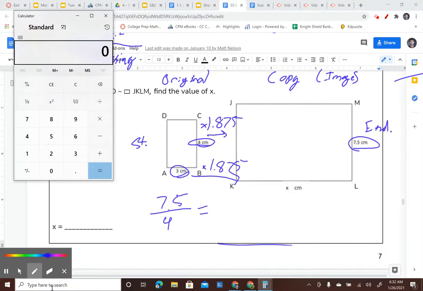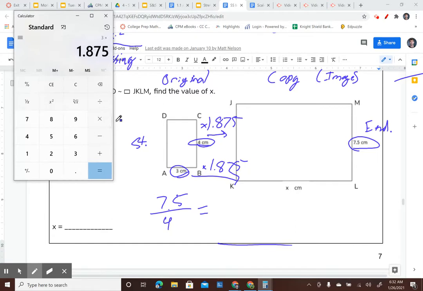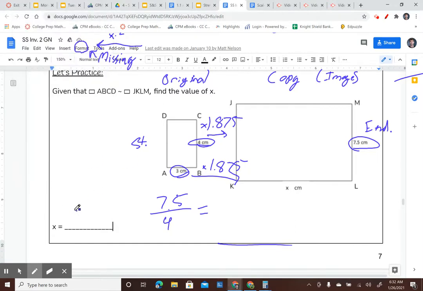So let's go ahead and do that on the calculator. 3 times 1.875 gives me 5.625. And so how do we find that? First we found the scale factor, and then we took our side length that was given to us and multiplied it by our scale factor.